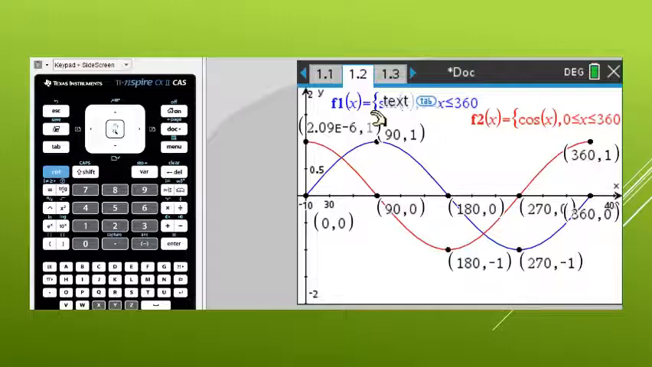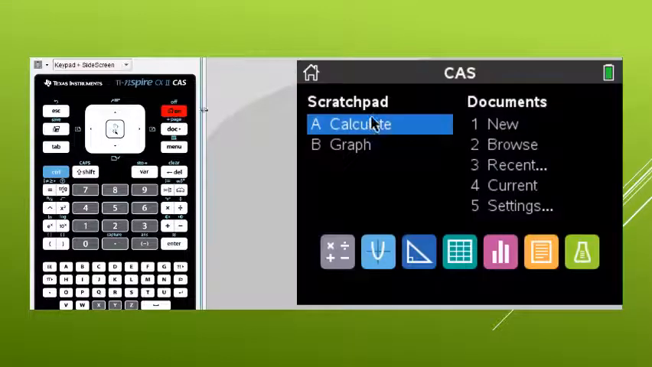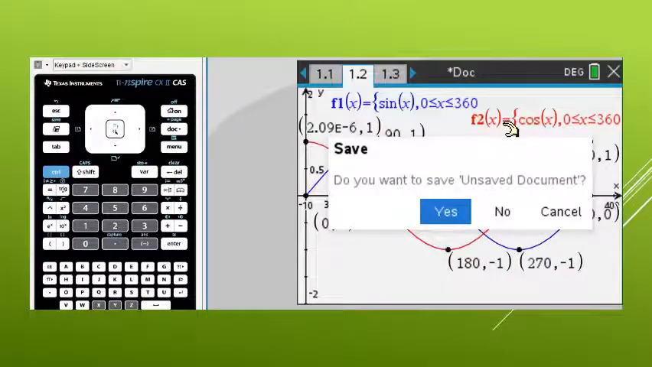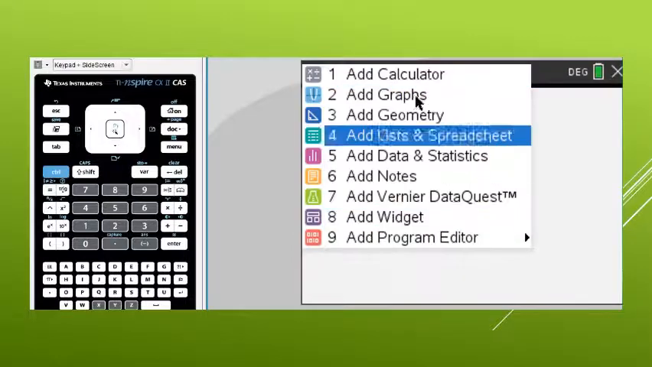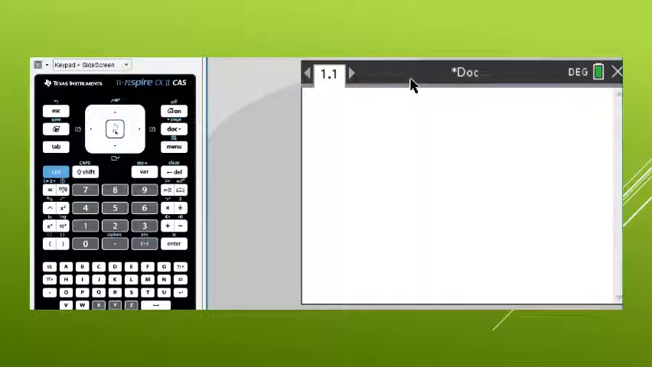Okay, I'm going to go home and start a new document. Don't want to save that one. I'm going to start with a calculator page, and we are now going to learn about solving equations. The first example was a graphical example in the notes, but I'm now going to show you how we can use the solve command to do this on a calculator.